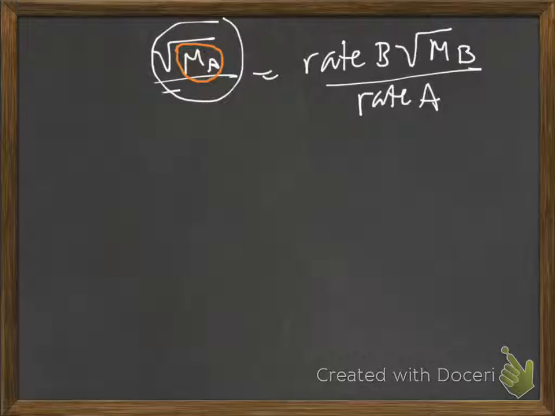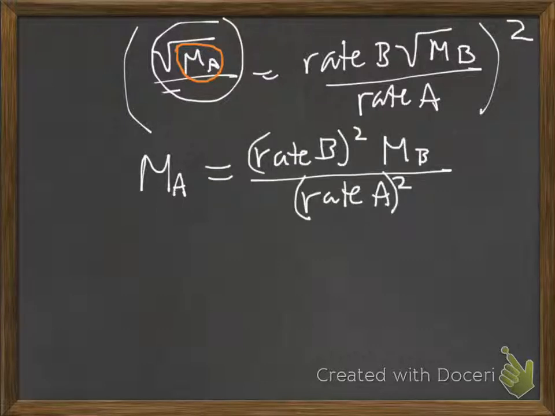Okay, so now we've got the square root of the mass of A isolated, but we have to get it out from under the radical. Remember, algebra, as long as you do the same thing to both sides, you can pretty much do anything you want. Paint it purple, call it Fred, doesn't matter if you do it to both sides. So we're going to square everything. We're going to square both sides. If we square the square root of the mass of A, we get the mass of A. It's magic. If we square the other side, we get the rate of B squared times the mass of B, divided by the rate of A squared.